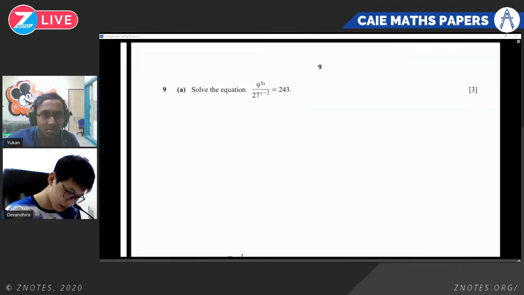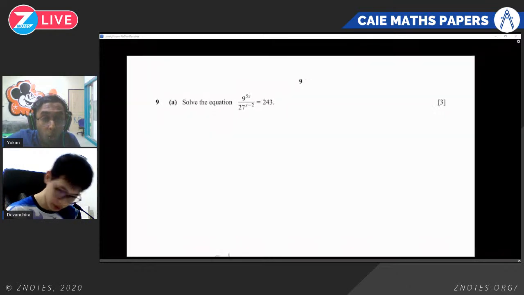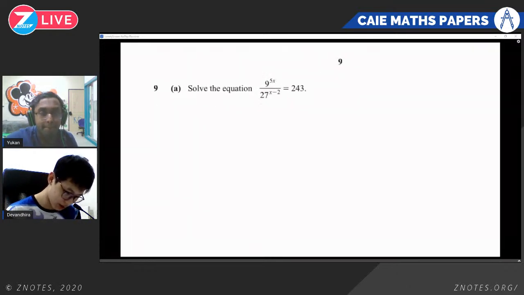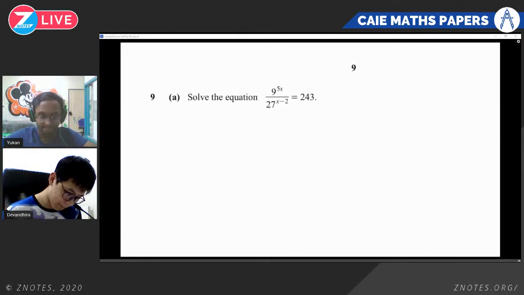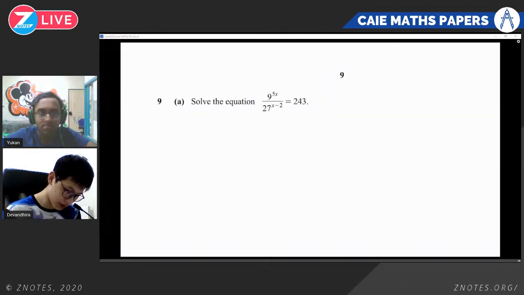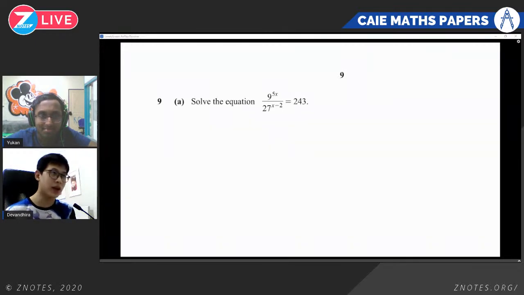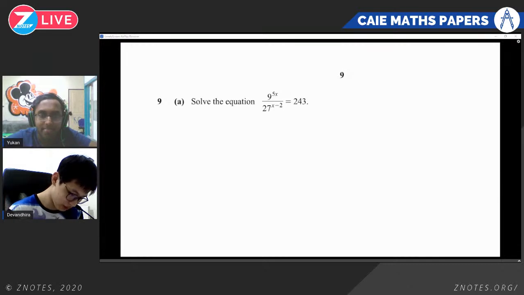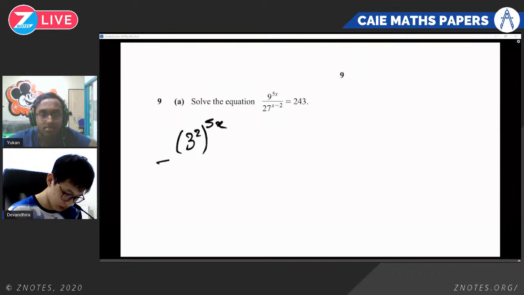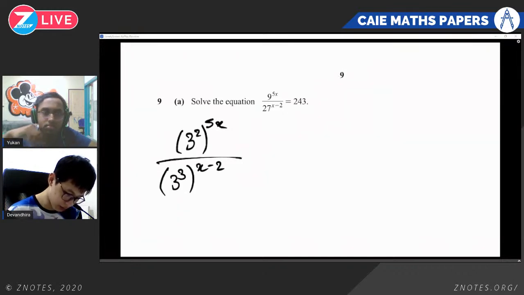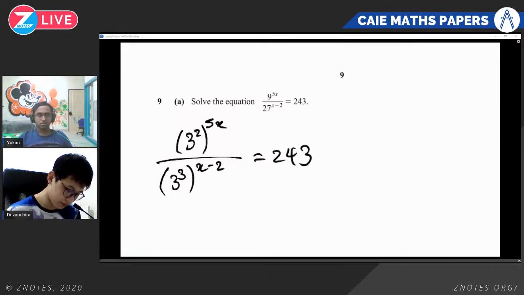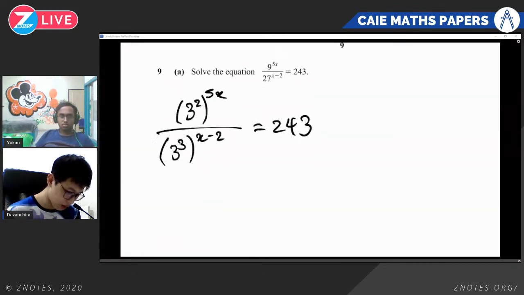Alright, solve the equation. This is an exponential equation. As you can see here, we have 9 and 27 as the base. My first instinct is to make them as base 3. What do you think? Would you do that too? Yeah. Alright, so 9 is just 3 square, 5x all over 3 cubed, x minus 2, equals 243. What's next?